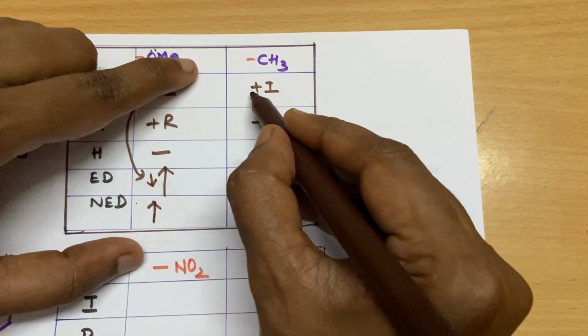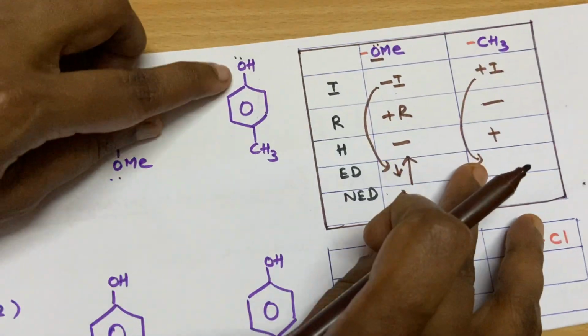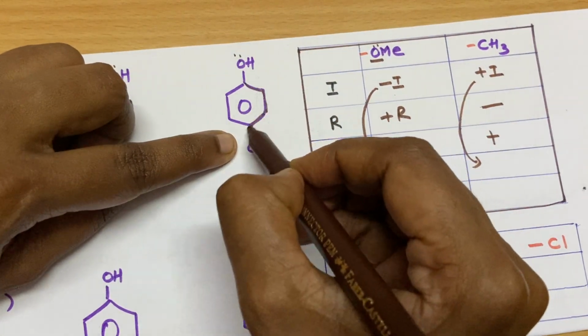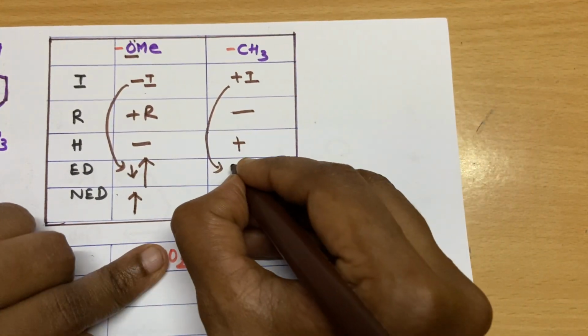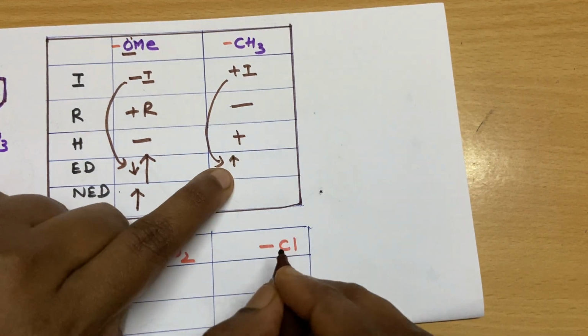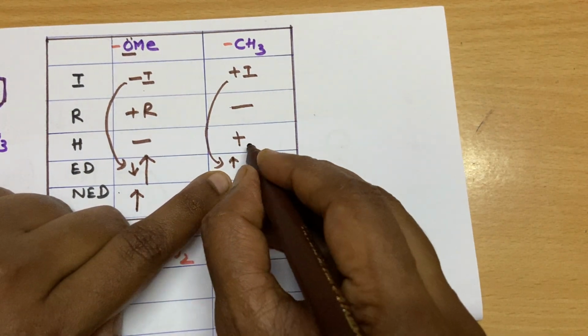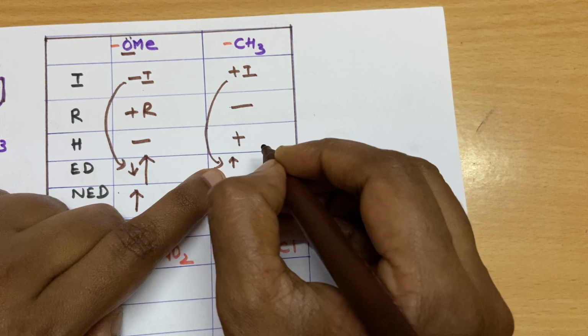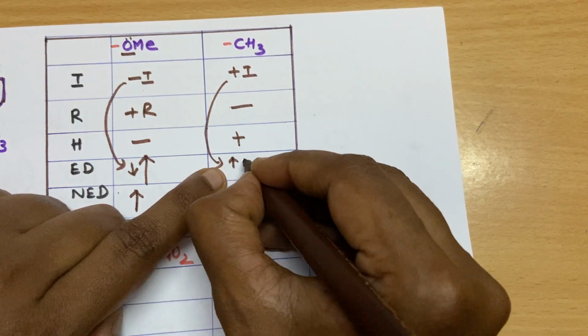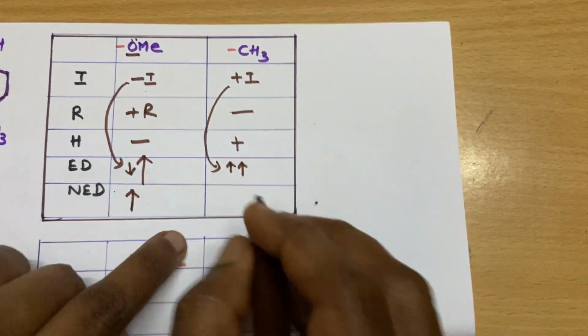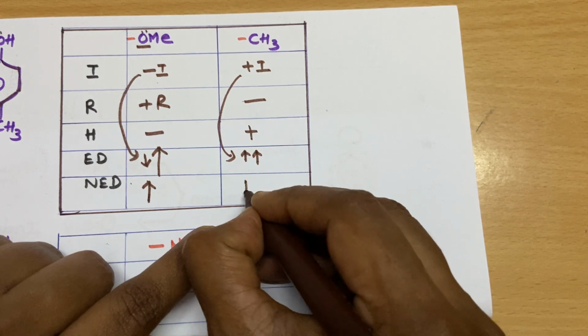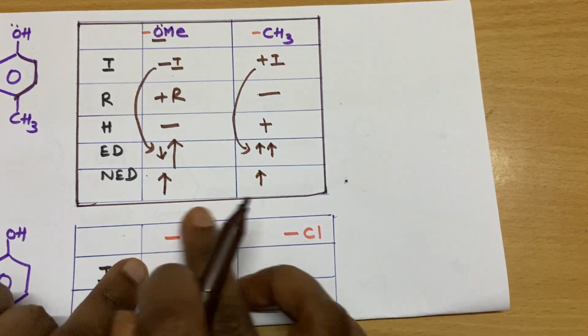Okay, so here this is plus I effect, and since it is 3 bond distance away, the effect will be less. Due to this, the electron density is going to increase. Hyperconjugation is not dominating over resonance. Due to this, electron density is going to increase. So these will reinforce, but it is not greater than your resonance.